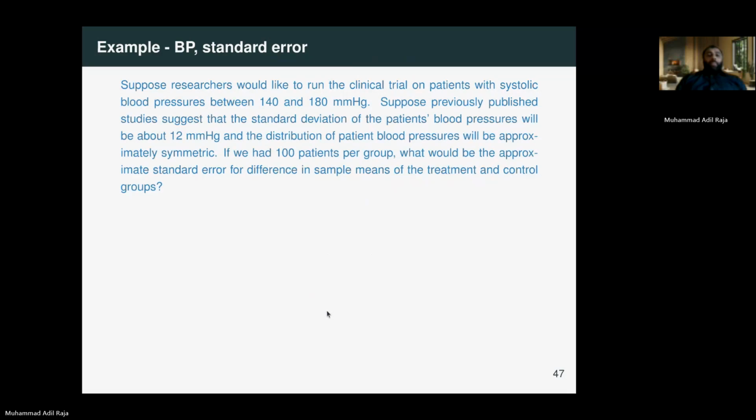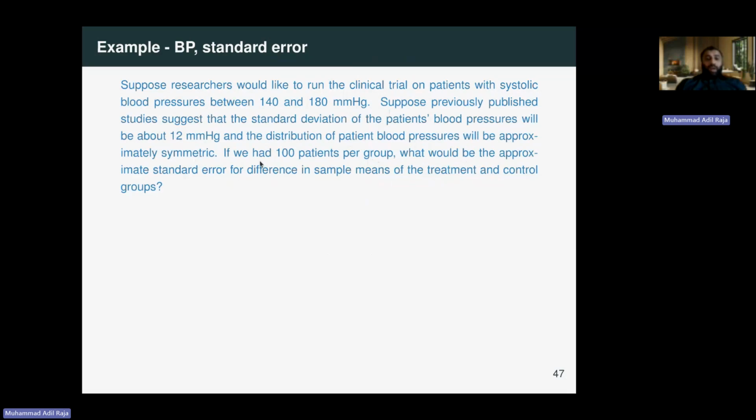So suppose the researchers would like to run the clinical trial on patients with systolic blood pressures between 150 and 180 millimeters of mercury, mmHg. Suppose previously published studies suggest that the standard deviation of the blood pressure will be about 12 mmHg, and the distribution of patient blood pressures will be approximately symmetric. If we had 100 patients per group, what would be the approximate standard error for the difference in sample means for the treatment and control groups?